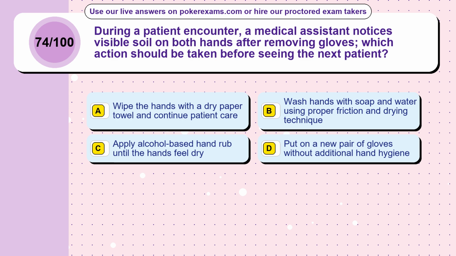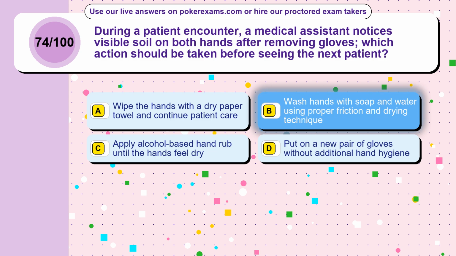Option C, apply alcohol-based hand rub until the hands feel dry. Option D, put on a new pair of gloves without additional hand hygiene. The correct answer is option B. Wash hands with soap and water using proper friction and drying technique.